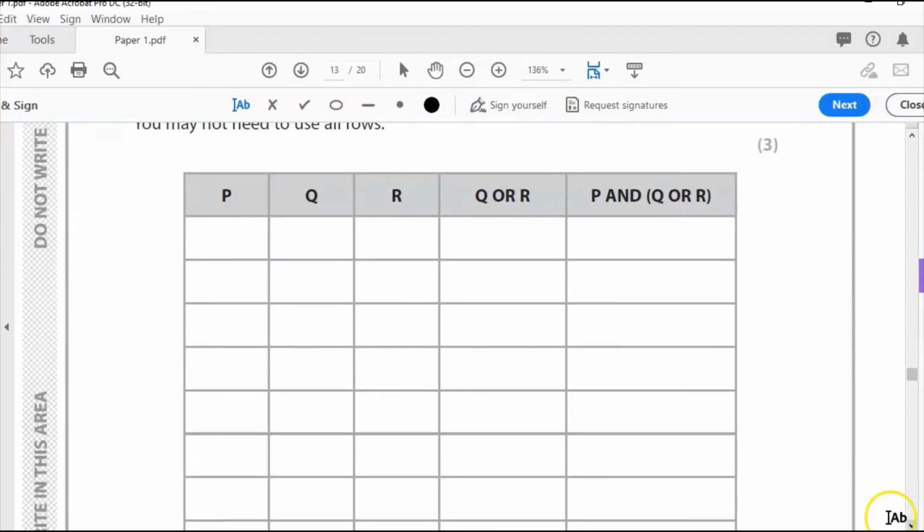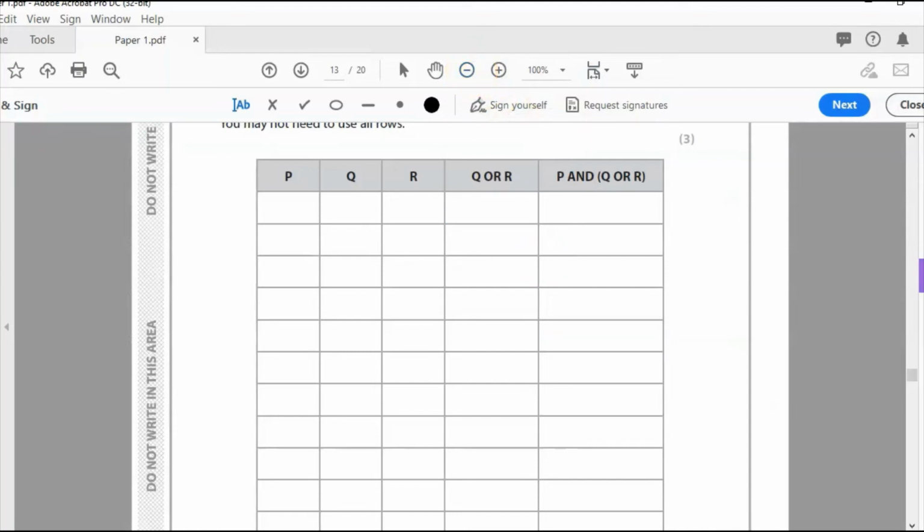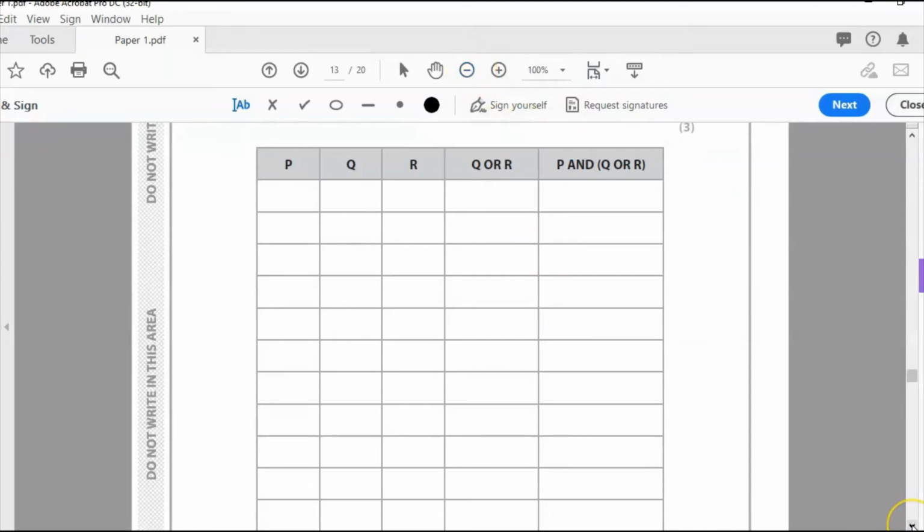So here's our truth table, and I'm just going to zoom it out a bit just to see it a bit better. Now the thing to remember with something like this is you're getting marked by the column, not the row. So for all correct values in P, Q and R, you're going to get 1 mark. For correct values in Q or R, another mark.